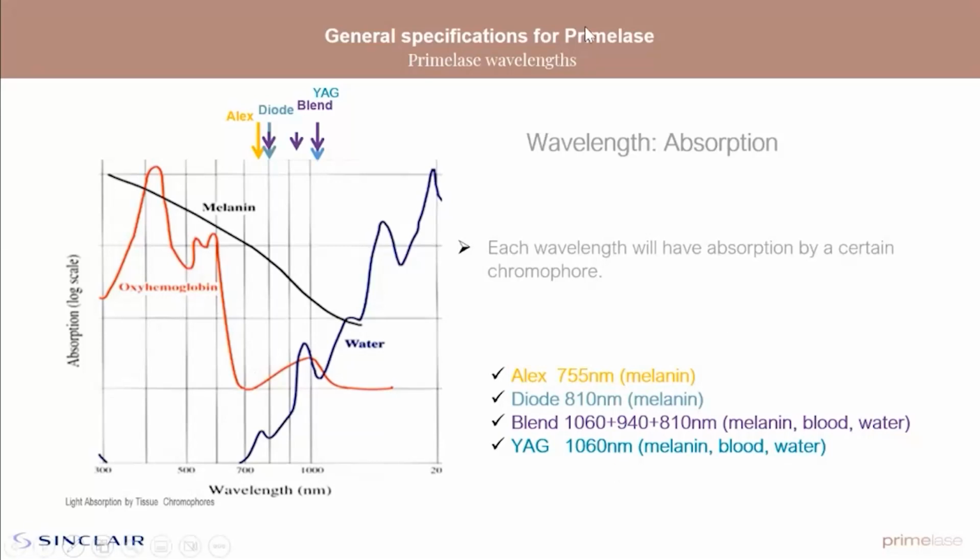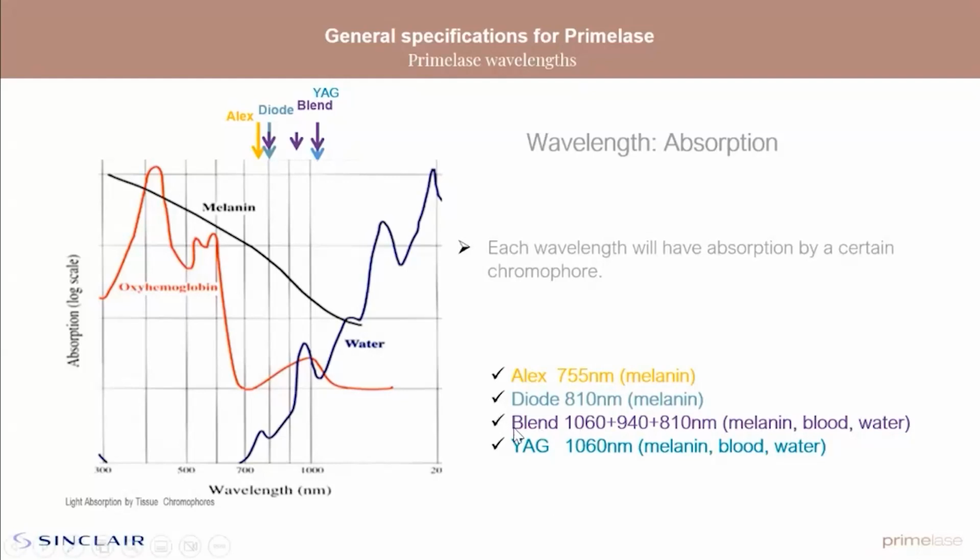So knowing a little bit how the graph works, we have 4 different wavelengths. The first one is the 755 nanometer wavelength, which we'll be calling Alex. And it's called Alex because it has the same wavelength as the alexandrite lasers. The second one is the diode. The diode is the name that we gave to the wavelength of 810 nanometers.